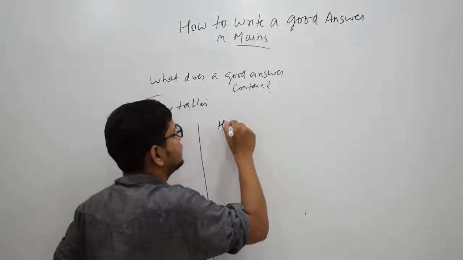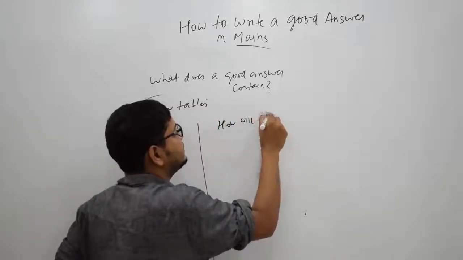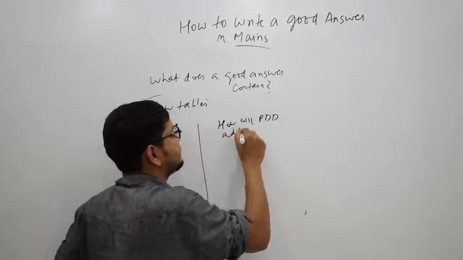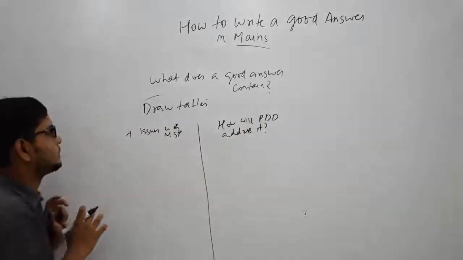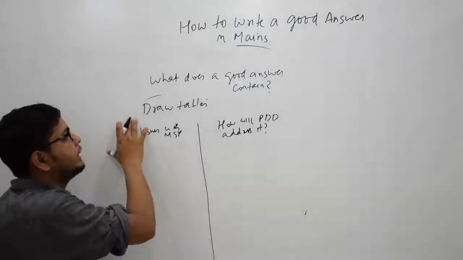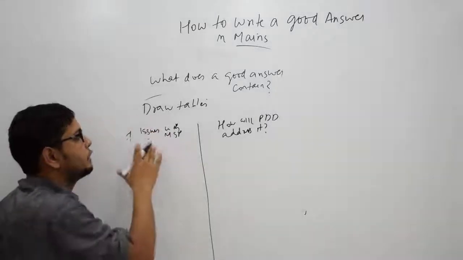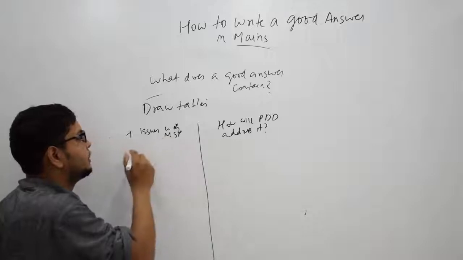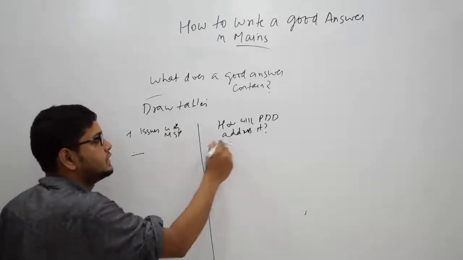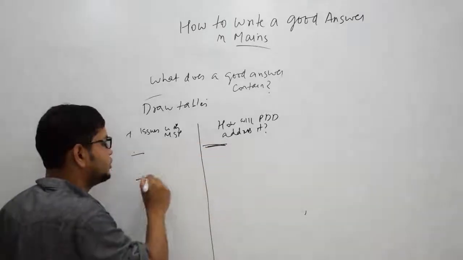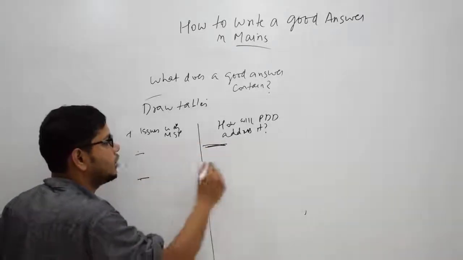How will price deficiency payment address it? So after defining what is MSP and PDP, you can draw this table. You can mention the issues: this issue is there, and how will price deficiency payment improve it? Then issue number 2 with MSP, how will this address it?